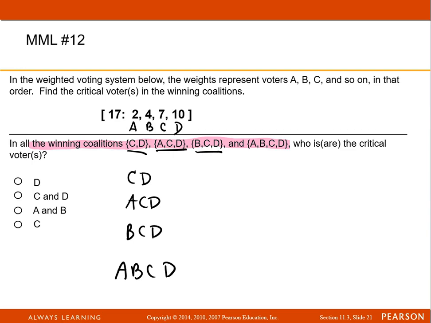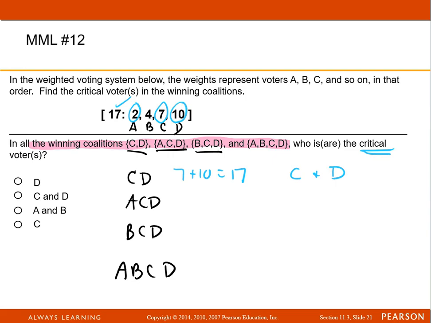Okay, so C and D, that is 7 plus 10, which is 17, which obviously, remember you have to have 17 or more votes, so I can see that. They have to vote together. If one of them decides to leave, it's not going to be a winning coalition anymore. So the critical voters for these two are C and D. They're both critical.